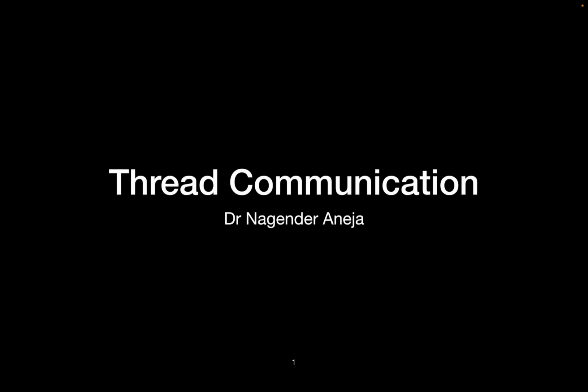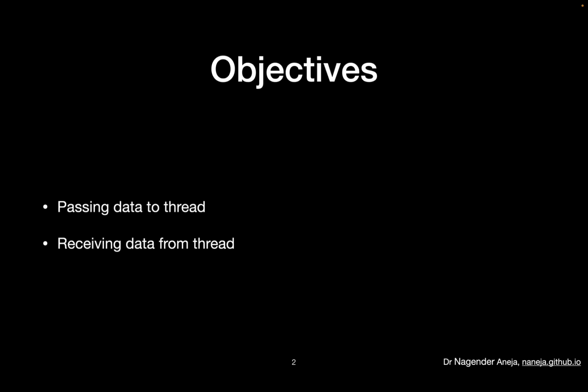Hi everyone. So this topic is thread communication. We are going to have two main objectives. First is passing data to thread. I mean, that we know already. When you create the thread, we use the function that will be executed by the thread, and we know how to pass the argument also, like in a comma-separated list. So we know how to pass data to a thread.